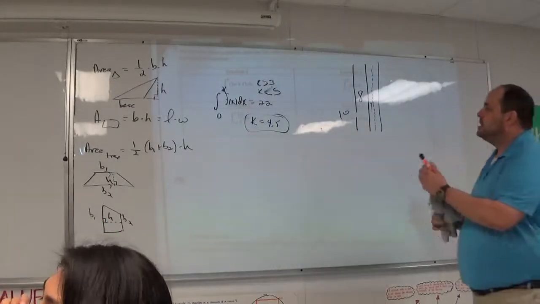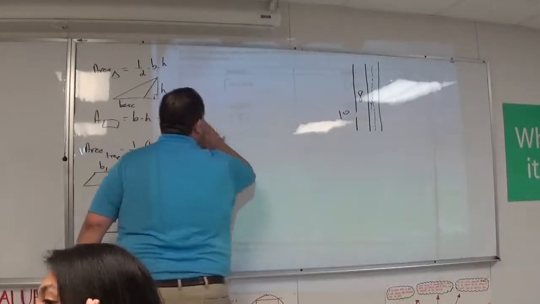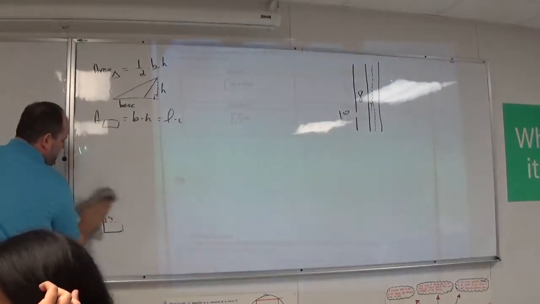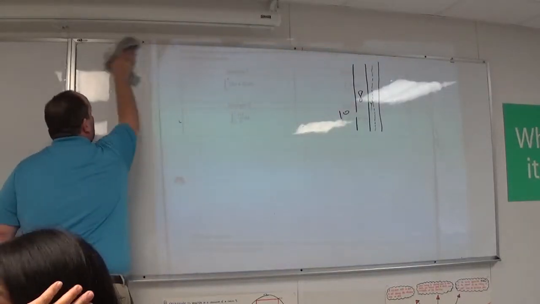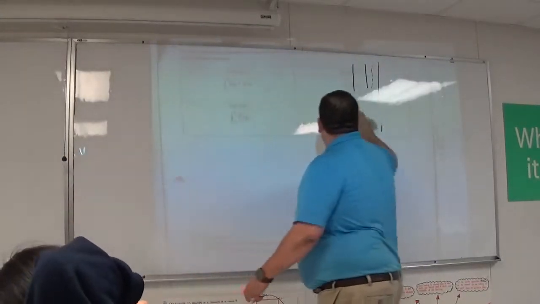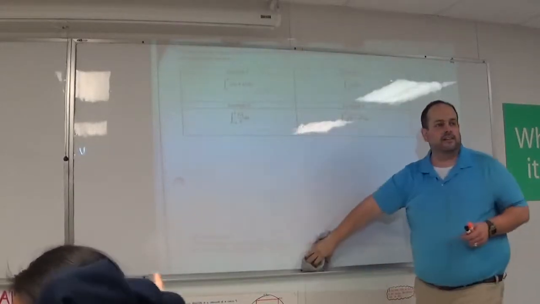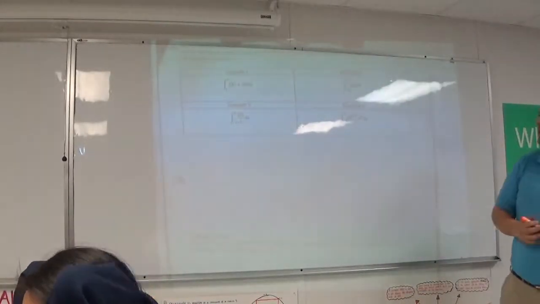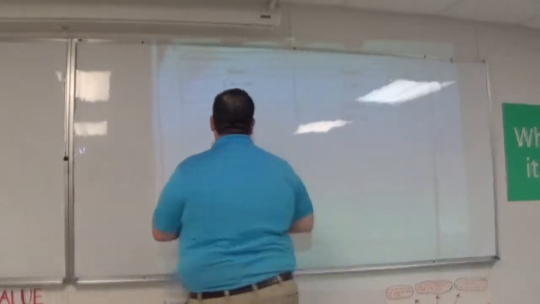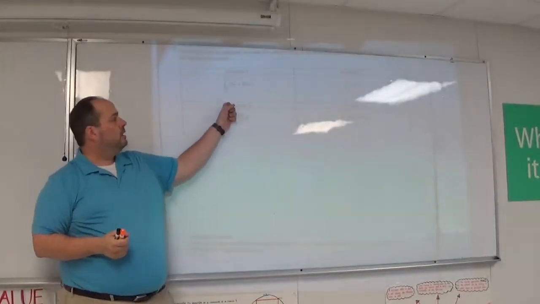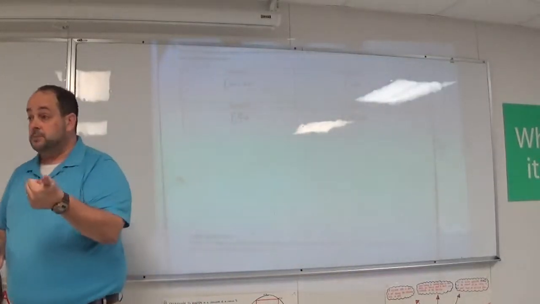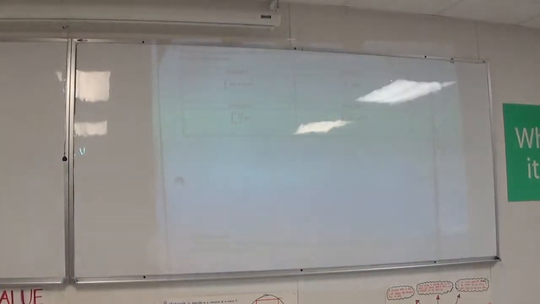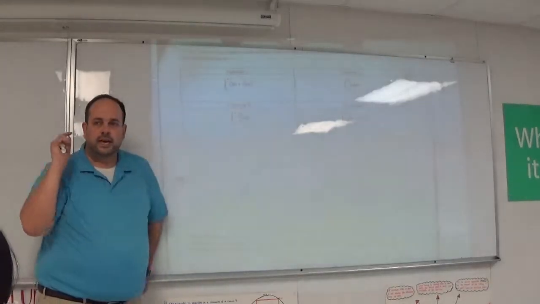Zeus, can you read for me this first one using the best notation you've got? How would you read it? Definite integral of 3x plus 2 with respect to x, from x equals 1 to x equals 4.